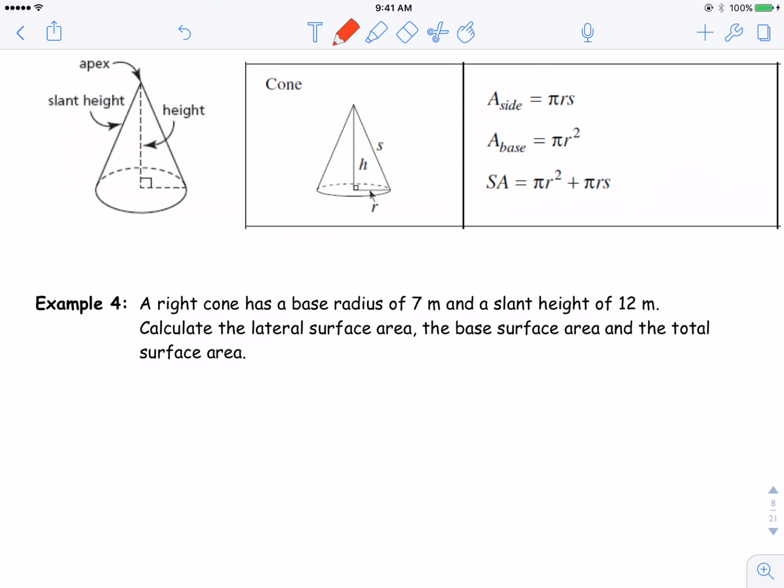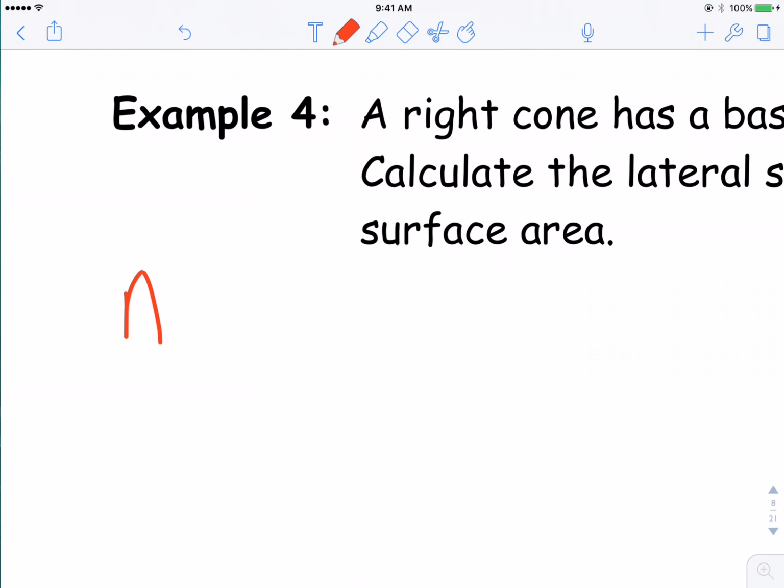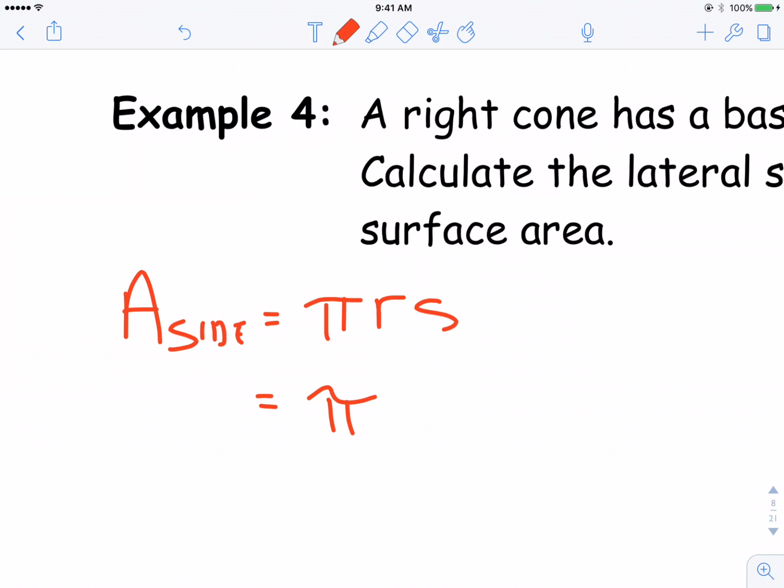So first of all, let's calculate the lateral area. Remember, the lateral area is just the area of the side. So that is area of the side, which is just equal to pi times r times s. Now pi is the button on your calculator. It is not 3.14. 3.14 is a rounded value. We do not want to use rounded values in our calculations anymore. That's all pre-grade 10 math, so remember that.